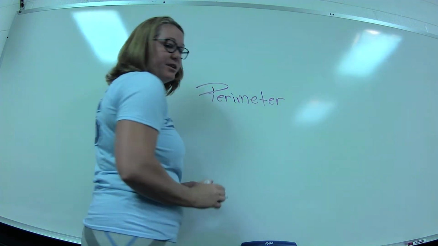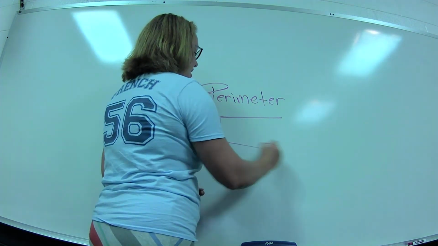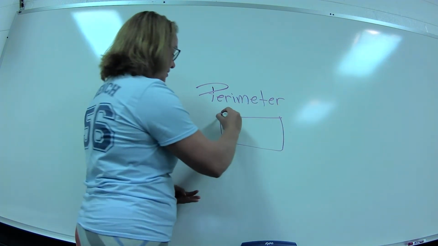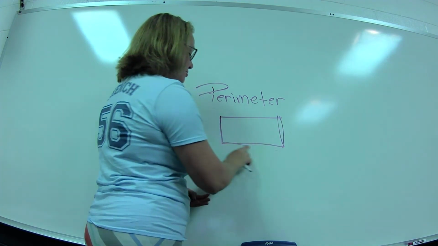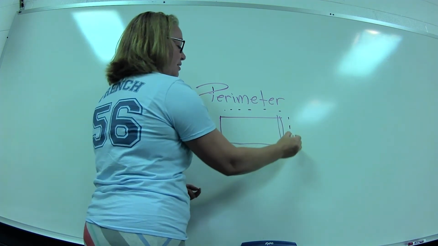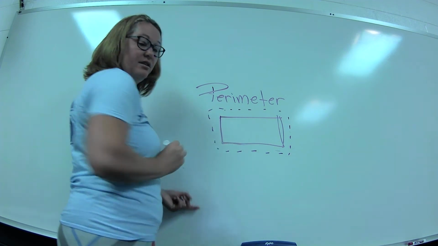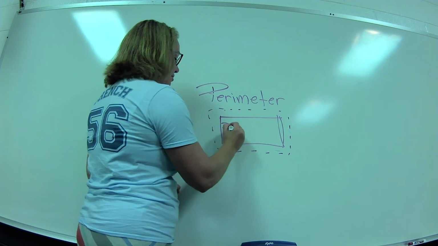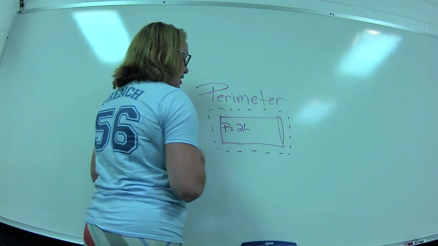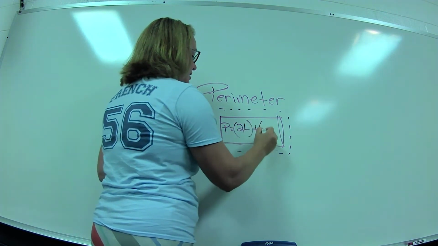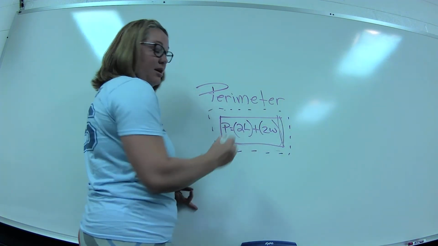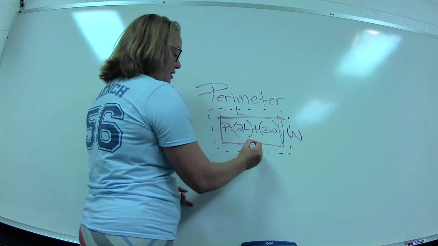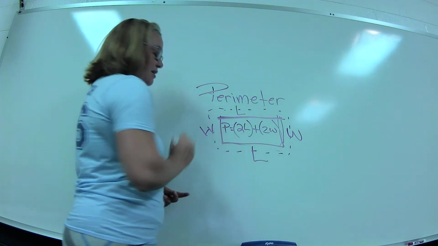Perimeter. The perimeter is the outside of an object. So if I wanted to say this is a rectangle, all right, there's a rectangle, and I wanted to walk around this rectangle. Again, perimeter is the outside. We would write perimeter equals 2 times length plus 2 times width. Length is the long part, so here is length, there is width, there is length, there is width.